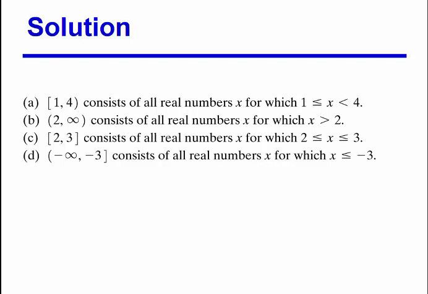For b, we have x is greater than 2. For c, we have brackets on both ends. That means that we have x is between these two numbers, including the endpoints. So 2 is less than or equal to x, less than or equal to 3. And then for d, we have x is less than or equal to negative 3.